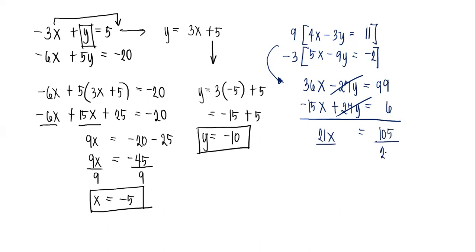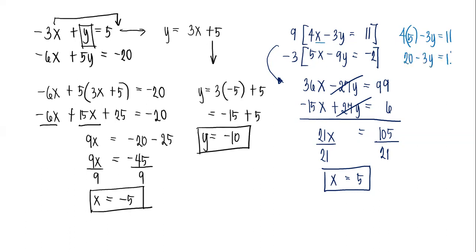Okay, dividing both sides by 21. Okay, so our x, that is equal to 5. Okay, so for getting the value of y, we'll be using substitution. 4 times the value of x, that is 5, minus 3y equals 11. 4 times 5 is 20, minus 3y equals 11. Negative 3y equals 11 minus 20. Negative 3y equals negative 9. Dividing both sides by negative 3. So we'll have here y is equal to positive 3.